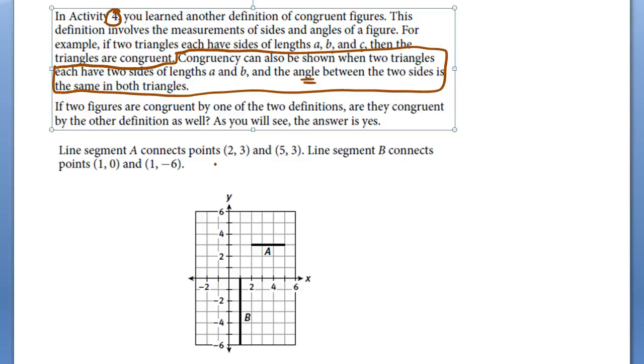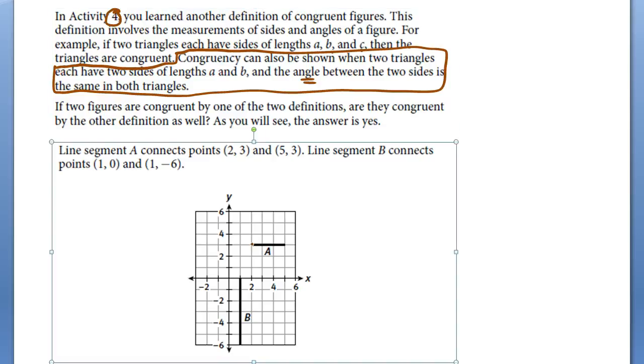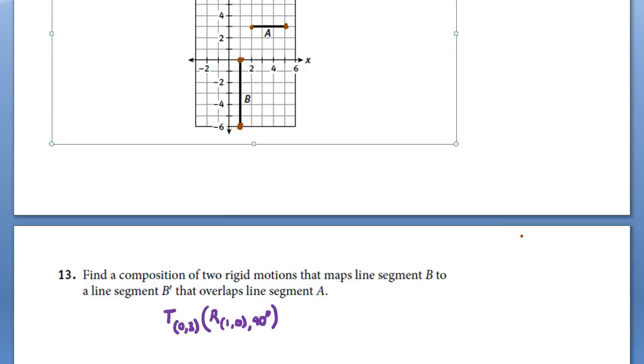Line segment A connects points (2, 3) and (5, 3). Line segment B connects points (1, 0) and (1, -6). Question 13. Find a composition of two rigid motions that maps line segment B to line segment B prime so that it overlaps line segment A. There's more than one possible answer.